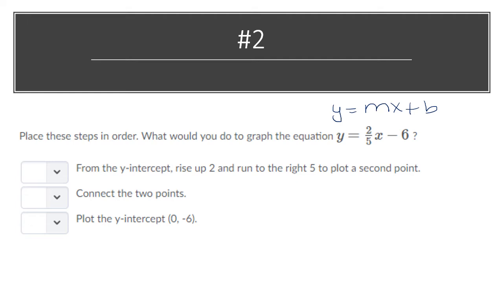we're starting in slope-intercept form. We talked today about slope-intercept form, that we always begin with b. This is my value of b, -6. So that's what I would plot first. I'd plot the y-intercept. So this would be my first step. Okay, this is my y-intercept.